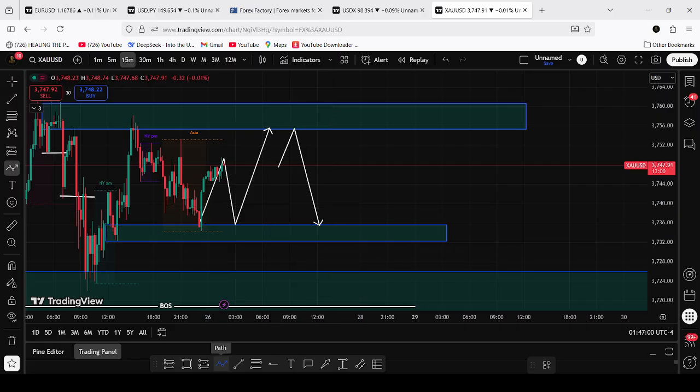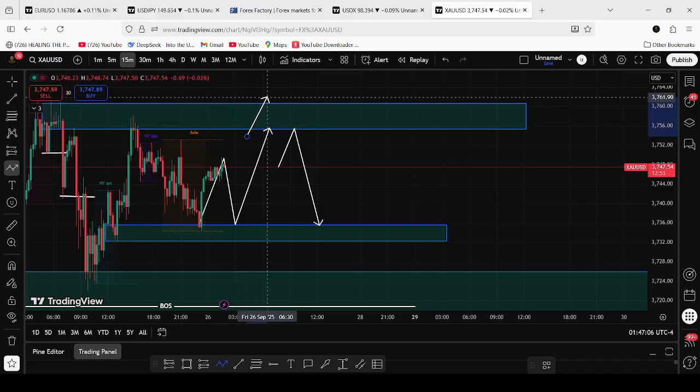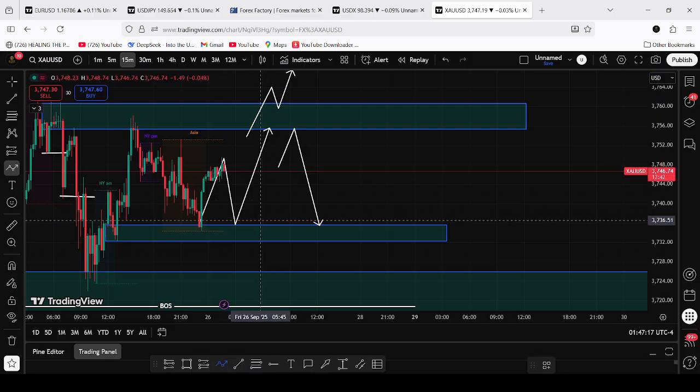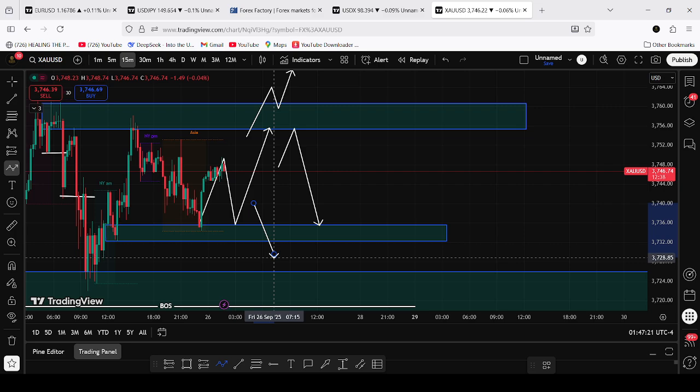Else, still the market does not respect it. It might also come this way straight. It breaks above, we see a retracement, then we see a move on the upside. So it's up to you to align yourself.